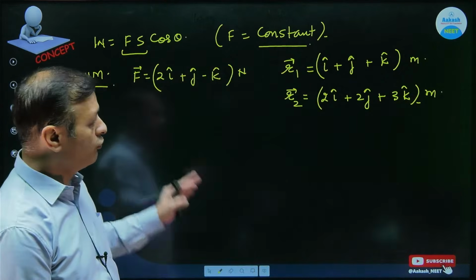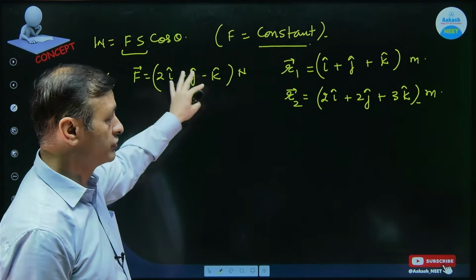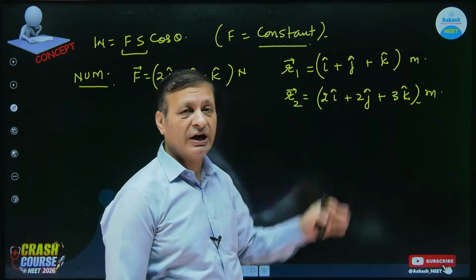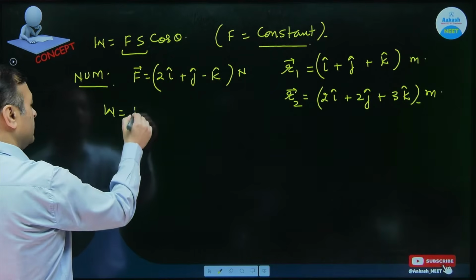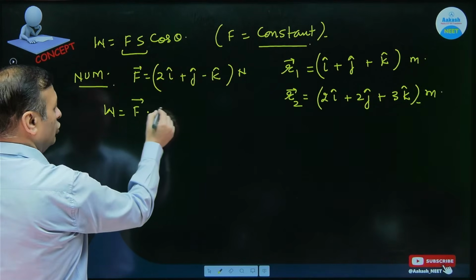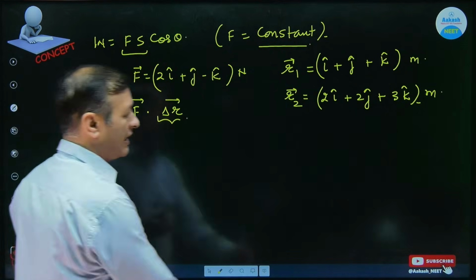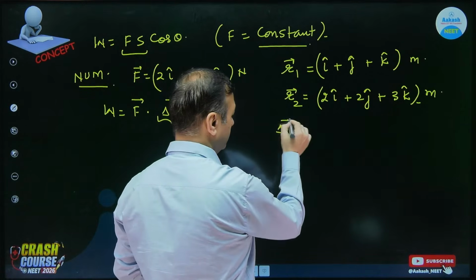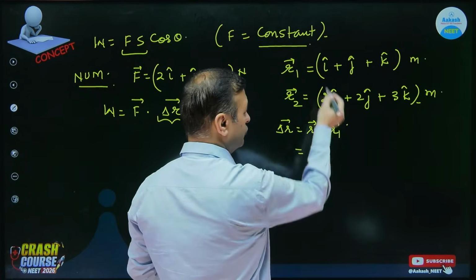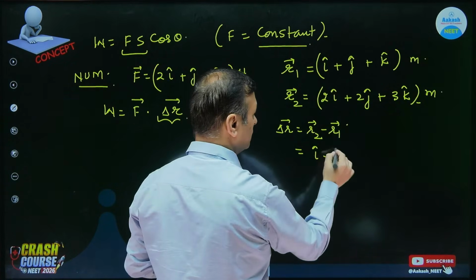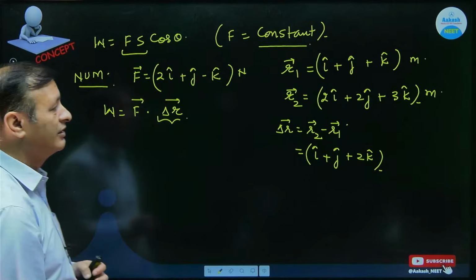So you are applying a force on a body, and this is the vector expression of the force. The body moves from R1 to R2. So how will you calculate the work done? Work done is basically force dot displacement vector. We are representing the displacement vector as R2 minus R1, so when you take the difference, this is delta R.